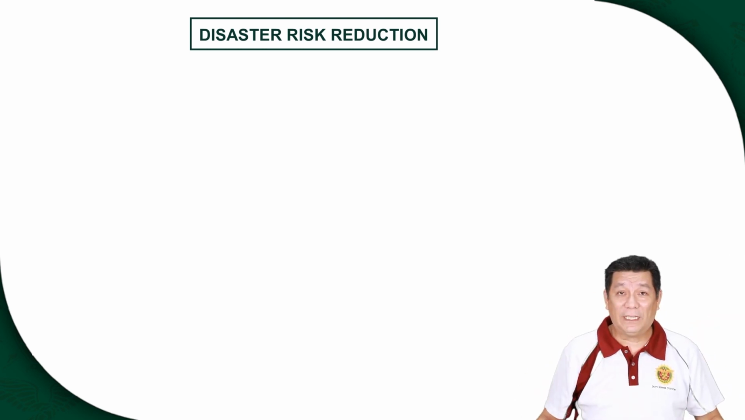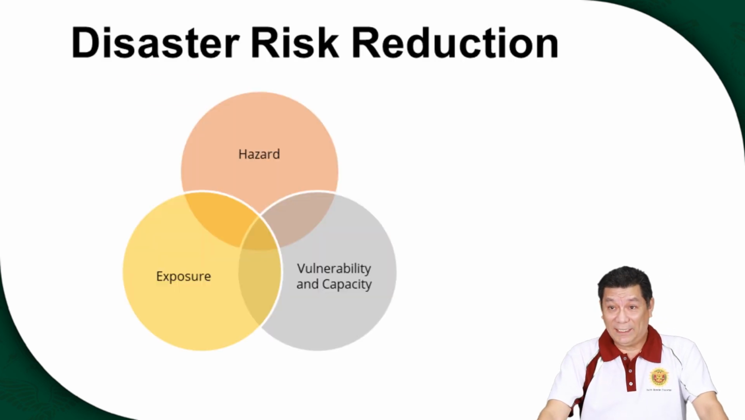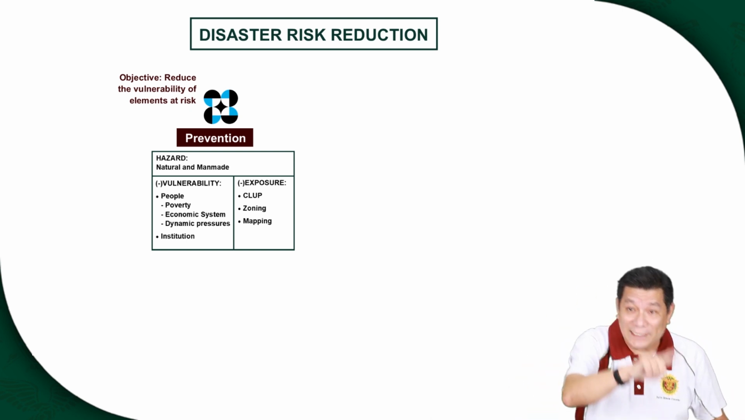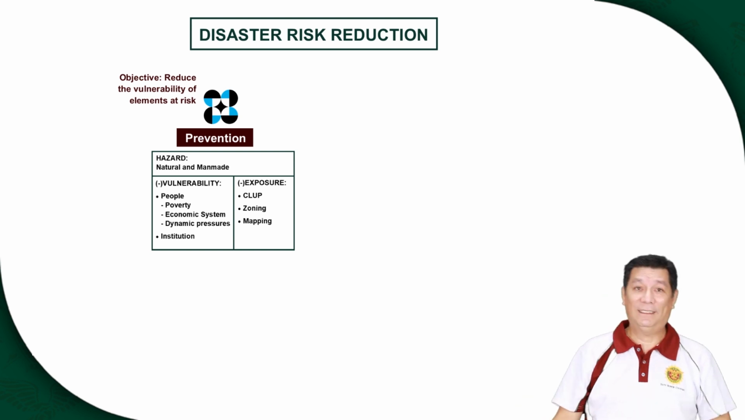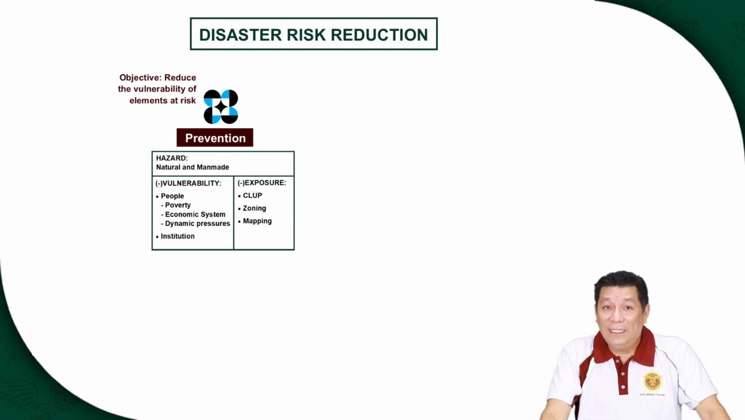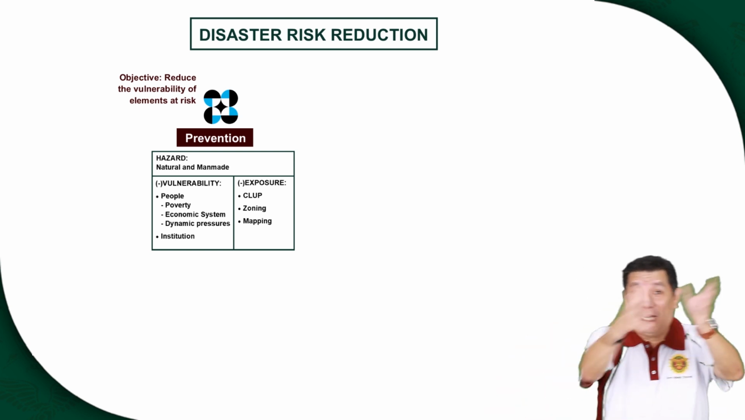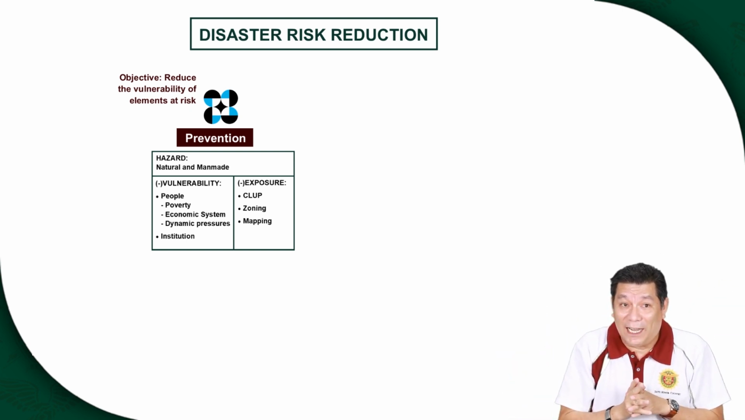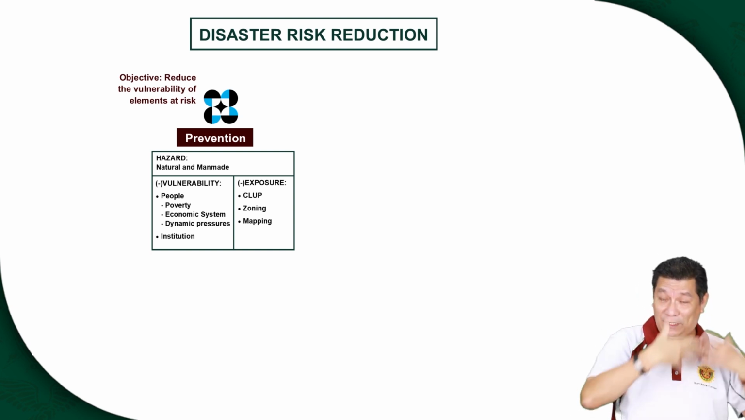Under prevention and mitigation, the lead agency is the Department of Science and Technology, DOST. Sino yung nando doon? Pag-asa, PhilBox, ano pa? So, ano objective niyan? Is reduce the vulnerability of elements of risk. Paano? Tinitignan natin yung natural at man-made hazards. Binabantayan ng pag-asa ang mga bagyo. Kaya tayo may signal typhoon warning system.